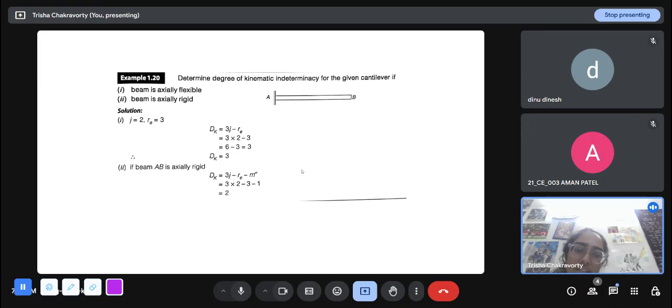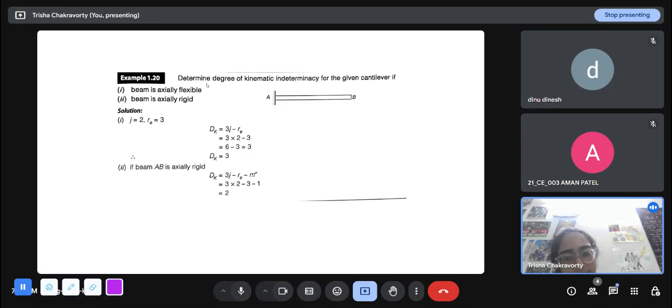Determine the degree of kinematic indeterminacy for the cantilever if the beam is actually flexible, and if the beam is actually rigid. So now see, one thing you see is that in a beam, I generally do not expect axial force to come, but at the end of the day, there can be some kind of force that I don't expect. So if it is actually flexible, I have to assume for this question that it can undergo axial force.